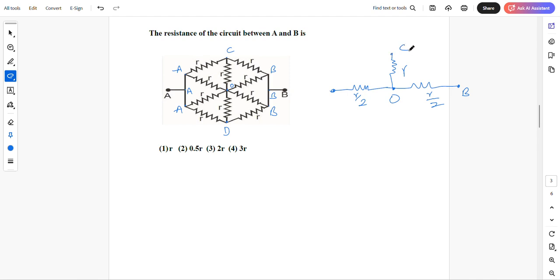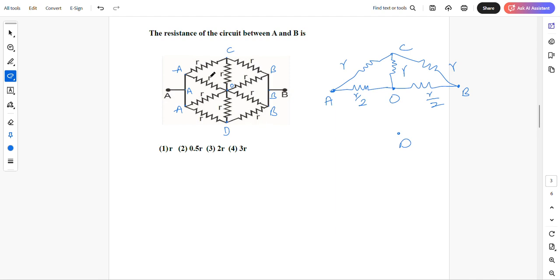This is C. And again between A and C, what is there? Resistor R is there. Between C and B, what is there? Again R is there. Understood? Now, where is D? D is here. Between A and D, there is one resistor.